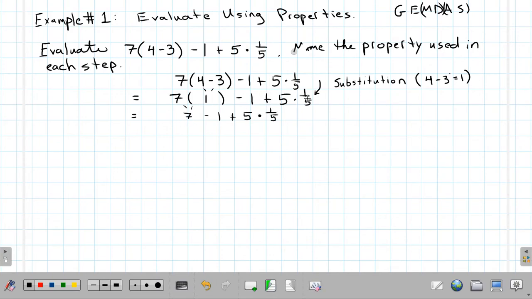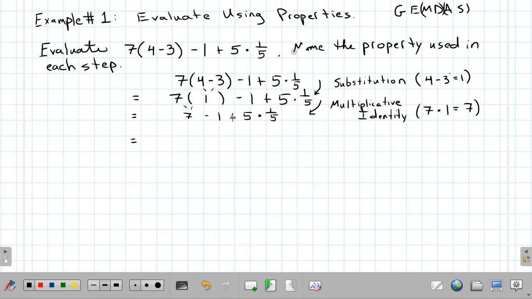So 7 times 1 is 7. So from here to here, we do have a property that tells us a number times 1 is equal to itself. And that is the one where we have multiplication. So this is the multiplicative identity. Okay, and what shows us that is 7 times 1 is equal to 7. Okay, so we have multiplication, that means it's multiplicative, and the number kept its same identity. So 7 times 1 is 7. That's the multiplicative identity.